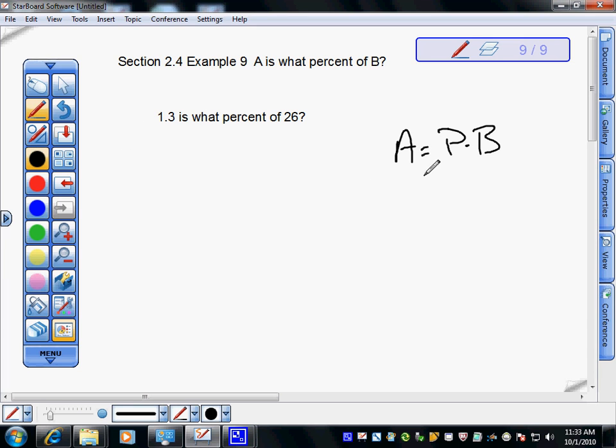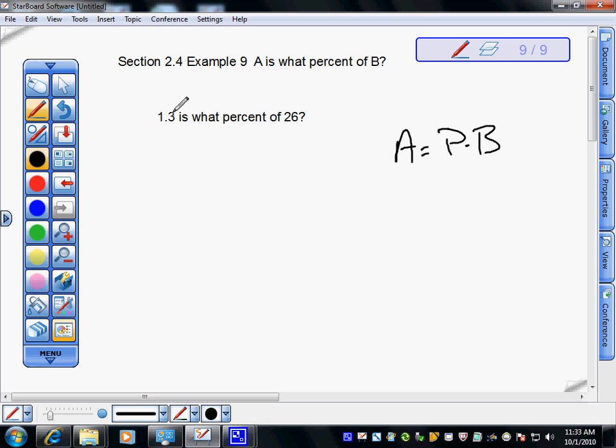Remember that we're using this amount equals percent times base approach. There is more than one way to do this type of problem. I think this is the very algebraic tone that we want to be taking in our elementary algebra course. So, literally interpreting: 1.3 is what percent of 26.